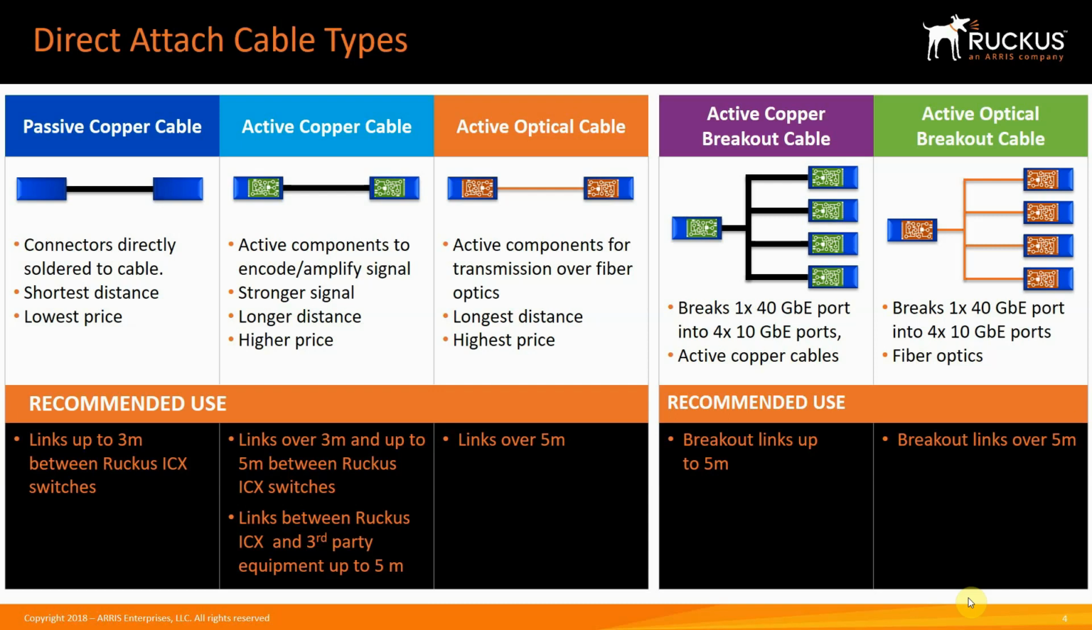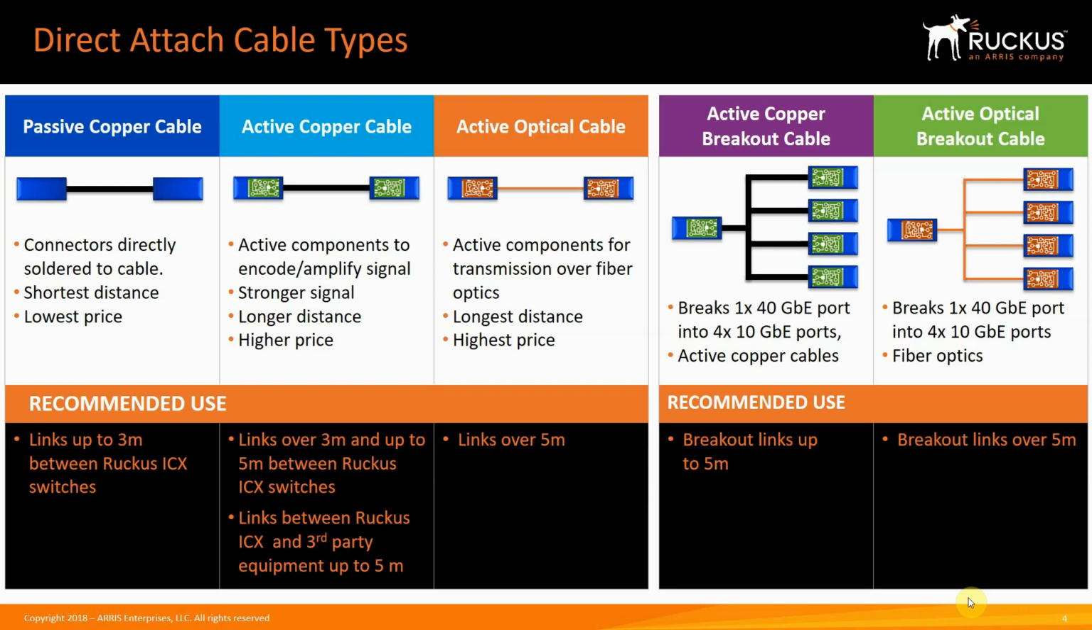Ruckus recommends the use of passive copper cables for links between Ruckus switches up to 3 meters. These cables should be used for stacking Ruckus switches together within a rack or across nearby racks. Active copper cables include active components in the transceivers on each end of the cable. This enables active copper cables to deliver a stronger signal and to support longer distances. However, they do cost more than their passive counterparts.